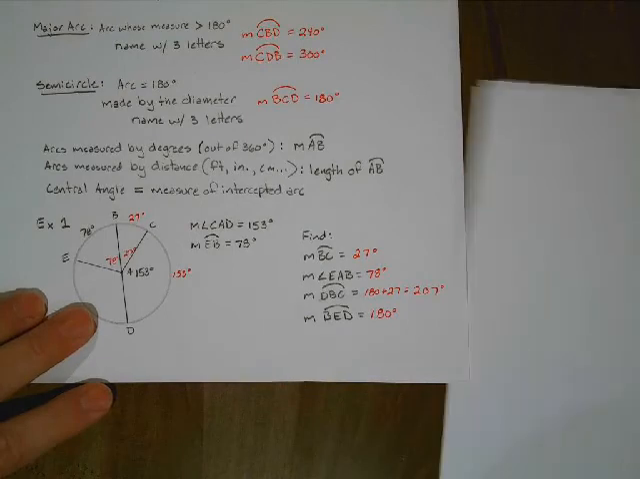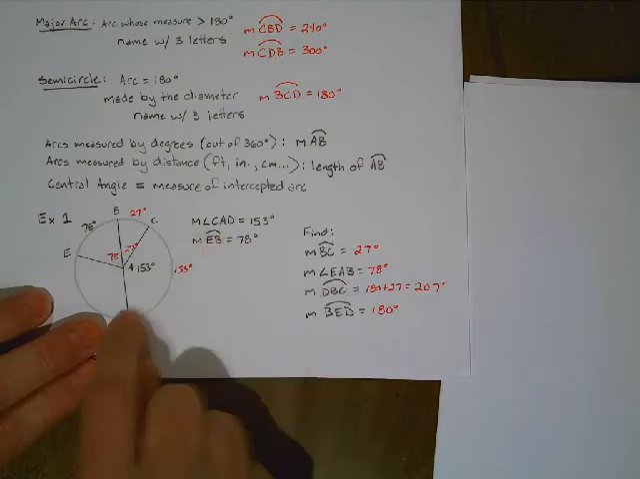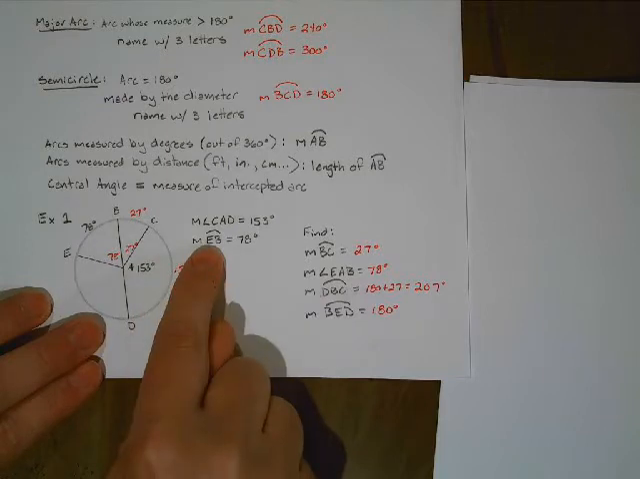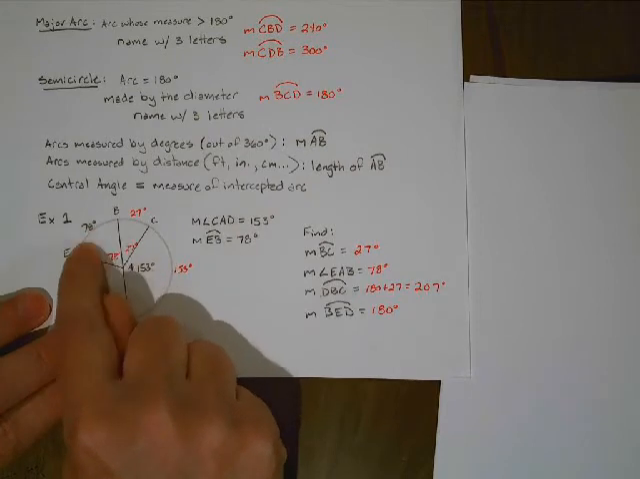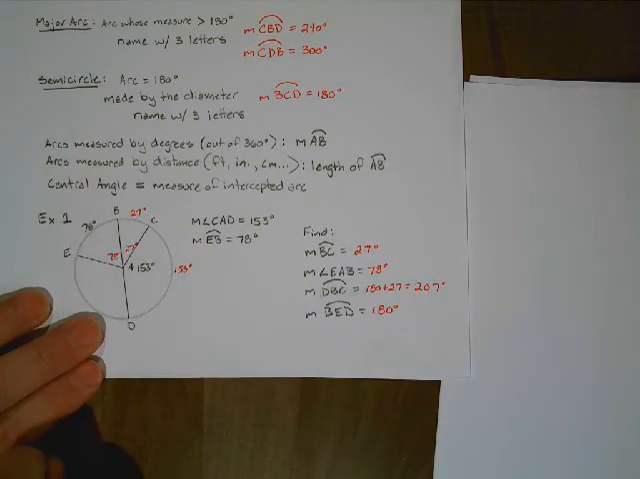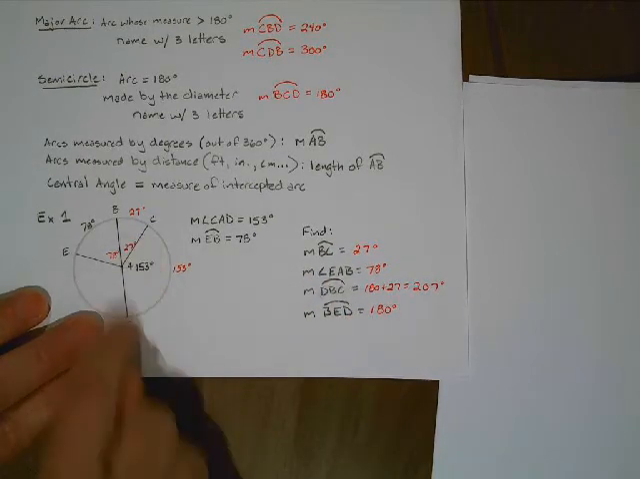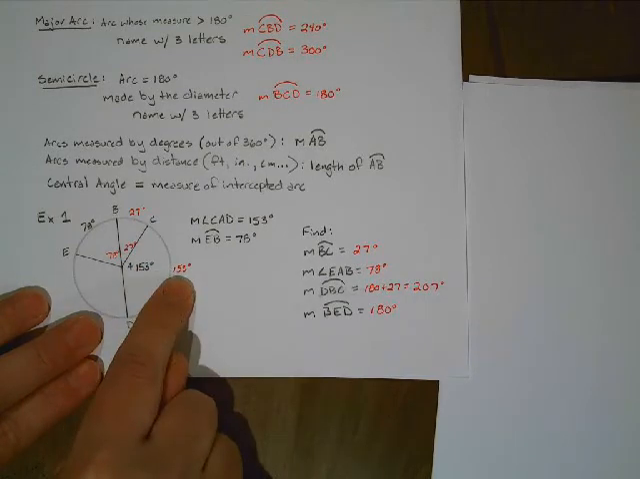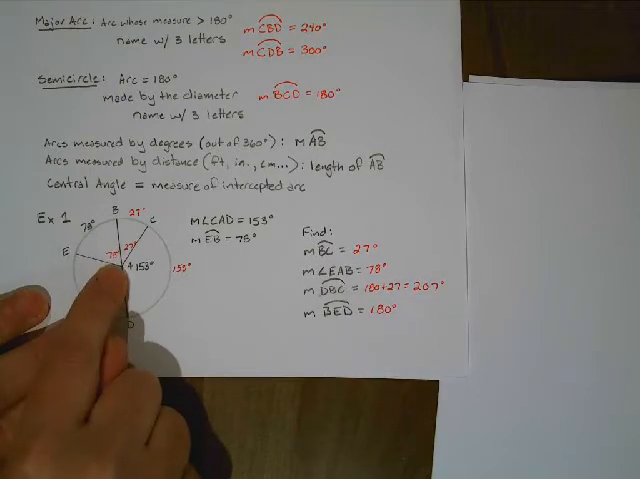So here I have example number one. I started off knowing that the measurement of angle CAD, that's a central angle, is 153, and I started off knowing that the arc EB is 78, so here's EB out here, that's 78 degrees. Okay, so I had to find all this other information, here's how I found it. Since CAD is 153, that means this arc is 153. So central angles and arcs are the same. If this arc is 78, then this central angle is 78.